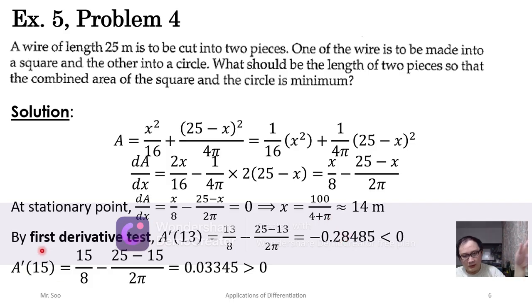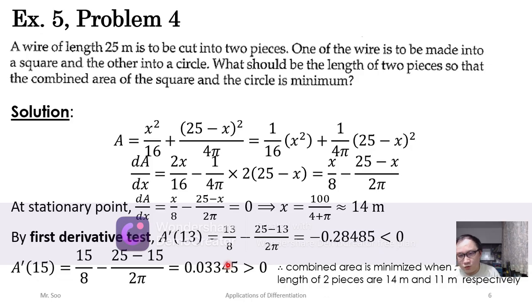Similarly, to the right of 14, you take any value. In this case, I take 15. You can take 16 also, that should result in a positive value. So I pick 15, I sub into dA over dx, I get a positive value, 0.03345. Correct? So to the left of 14, negative. To the right of 14, positive. So you have a V shape, correct? This implies that x equals 14 is the minimum. So this is your conclusion. Combined area is minimized.